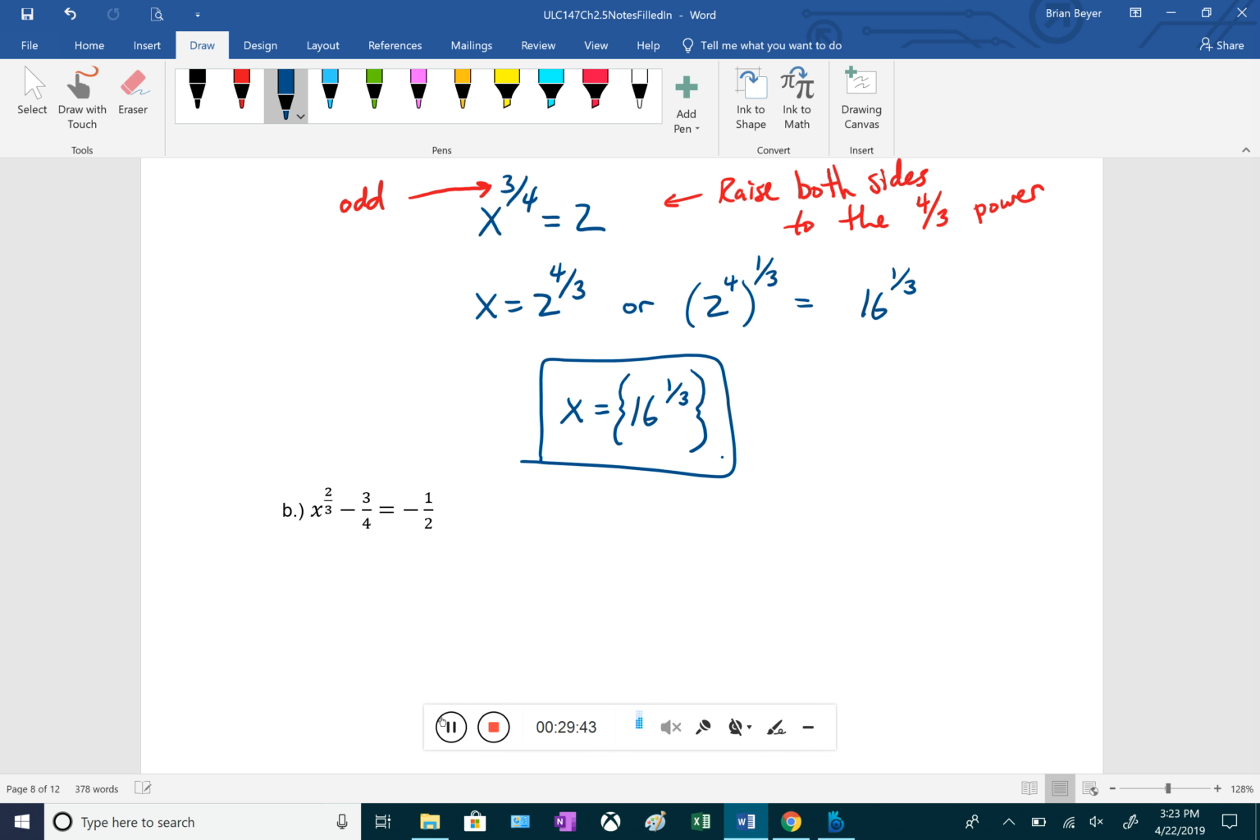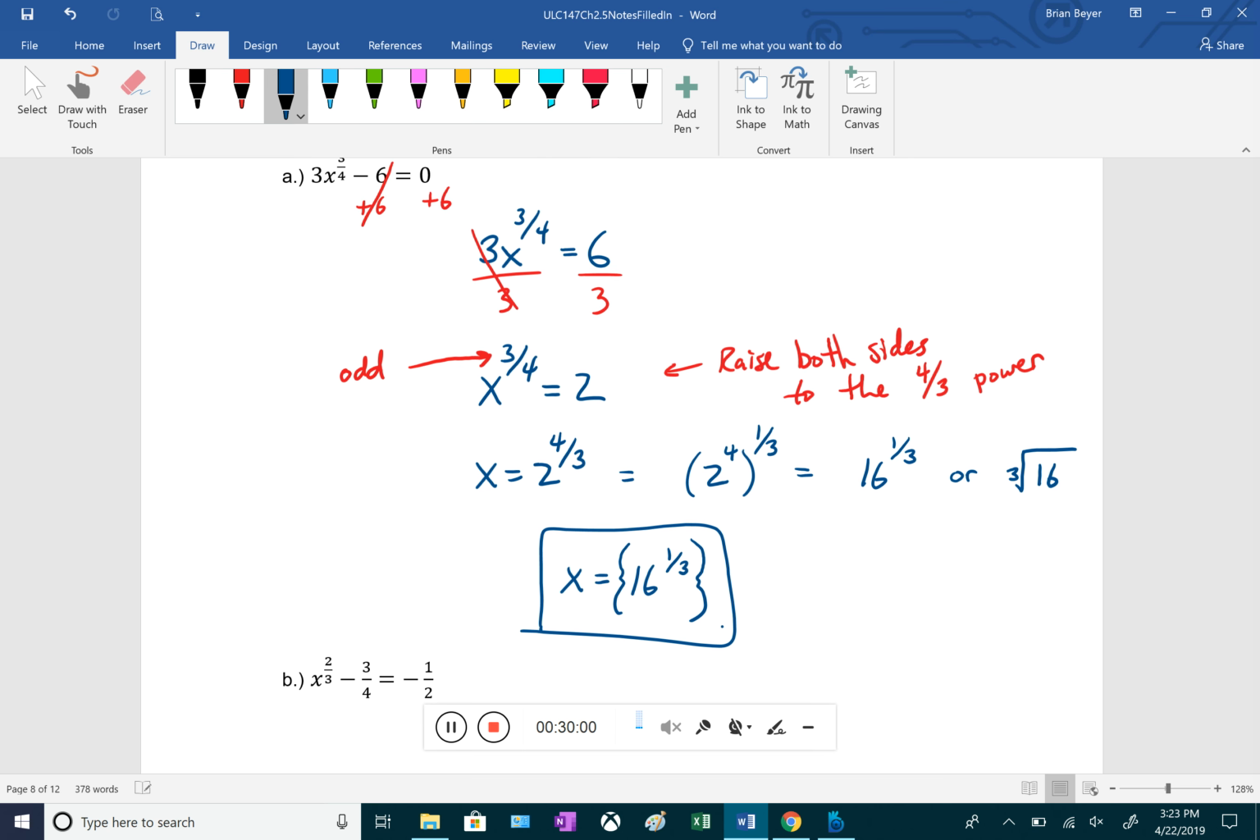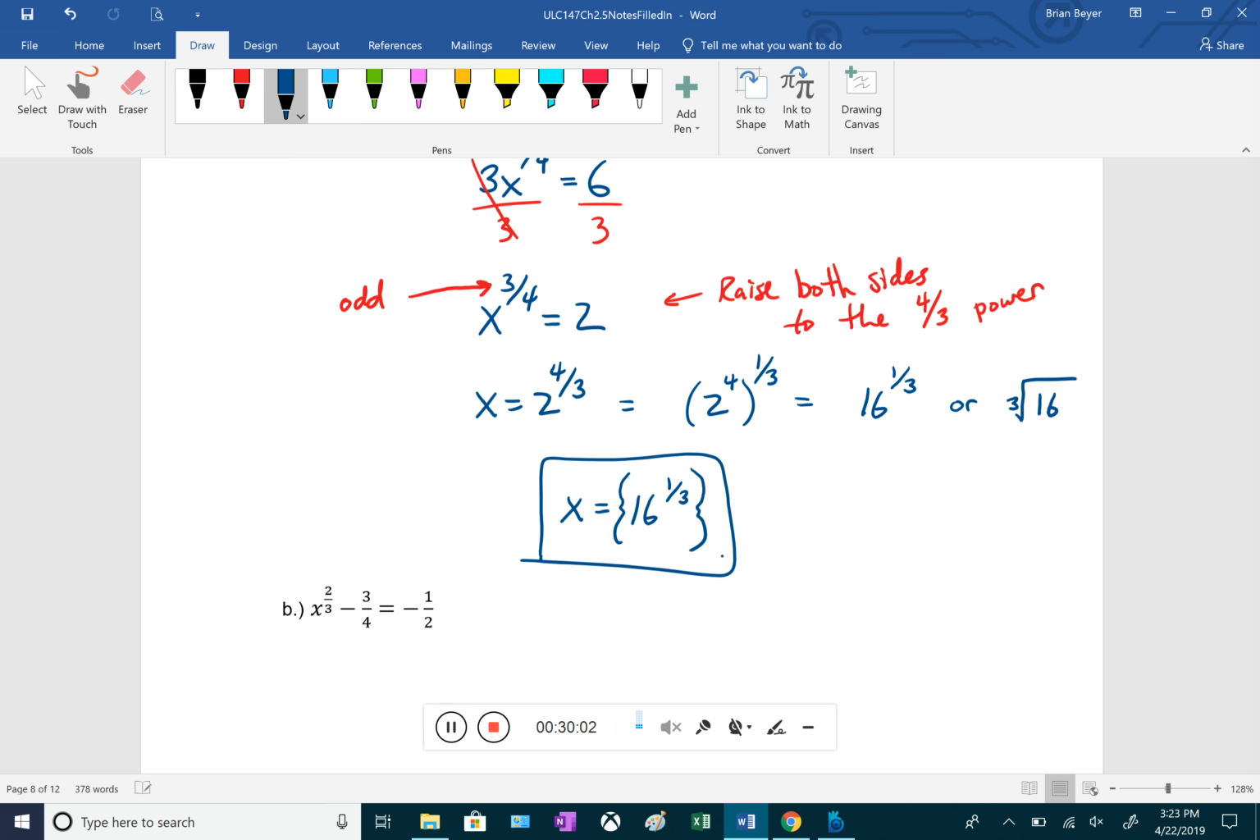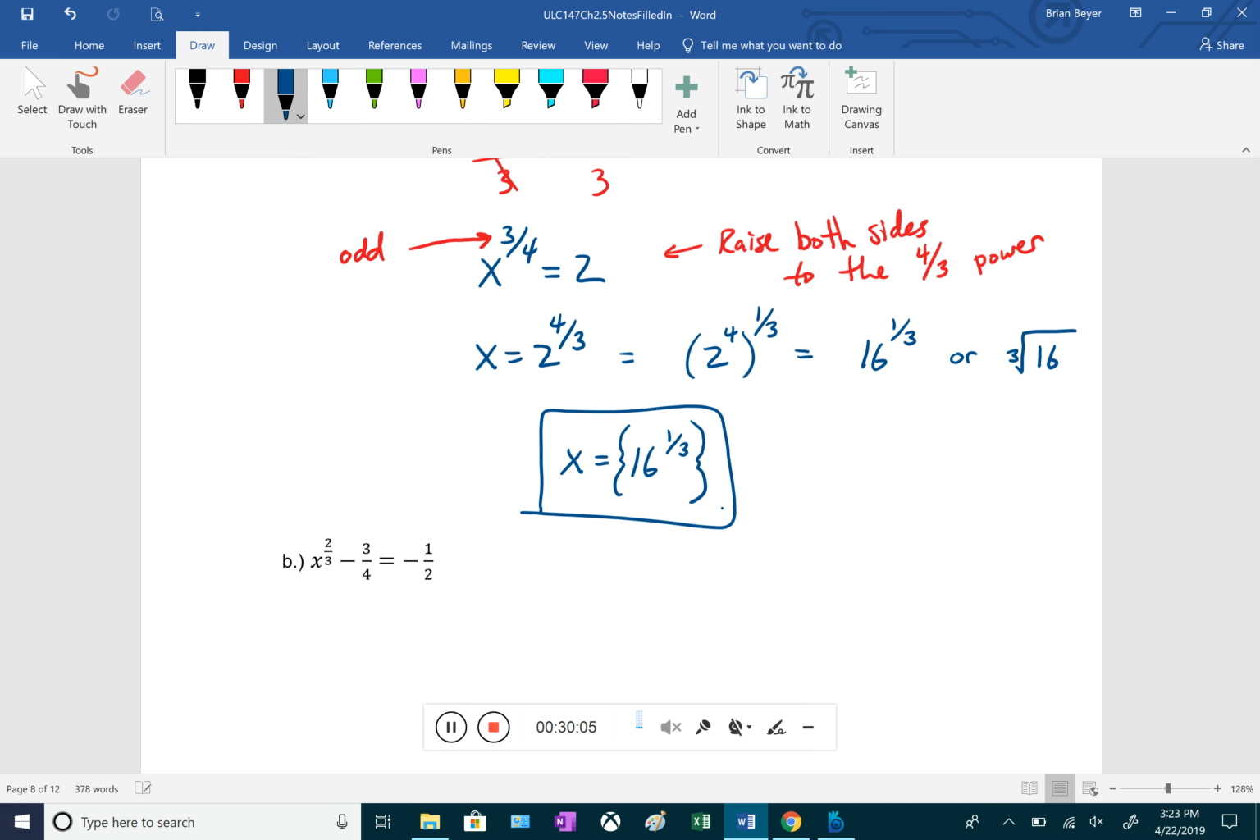You could also write it, which I'll just write up here, as the cube root of 16. So there's so many different ways you can write this. I personally like it as 16 to the 1/3 power because it can't be simplified anymore, and I like the exponents better. Okay, so all of that for just that little answer there.